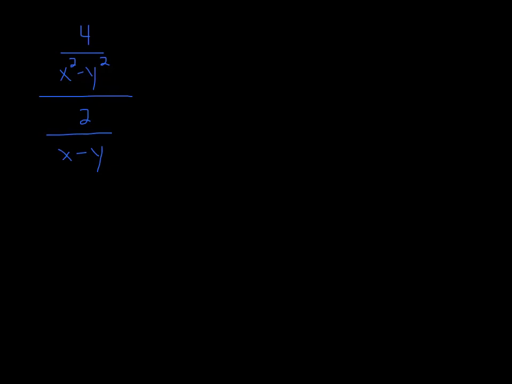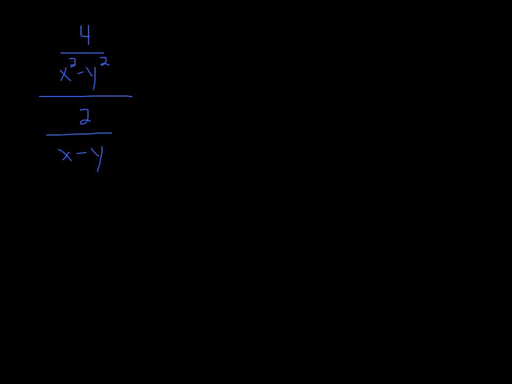Okay, so hopefully this worked out. I had a little malfunction here with my program, so hopefully it's just at the beginning of this problem. So we have 4 over x squared minus y squared, over 2 over x minus y. Okay, and what we're looking at is a different way of showing this.